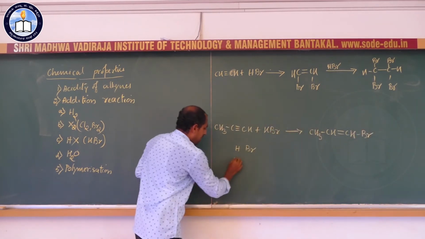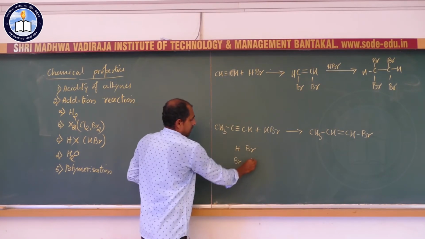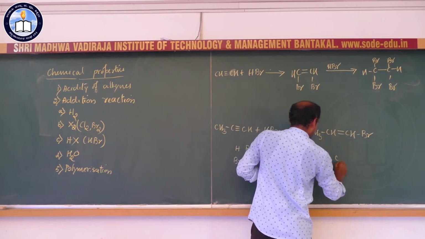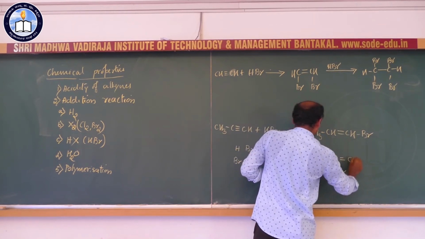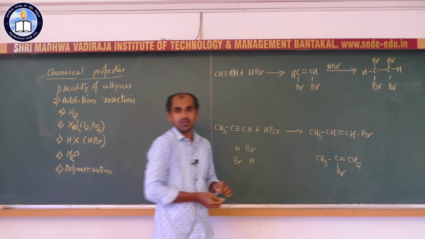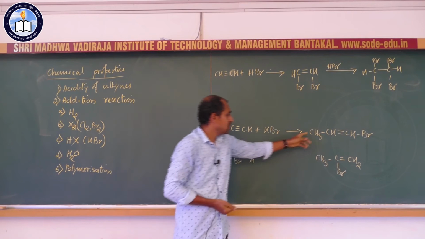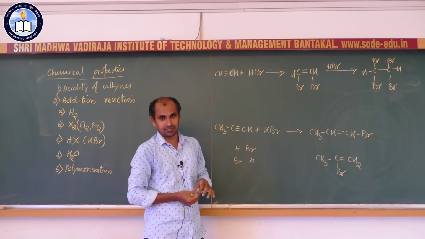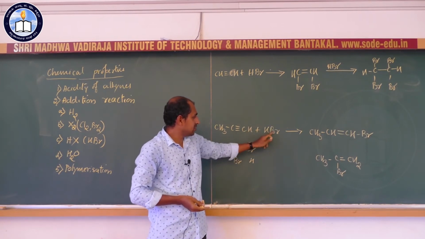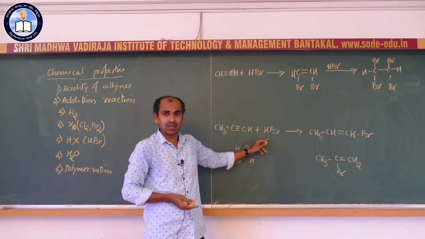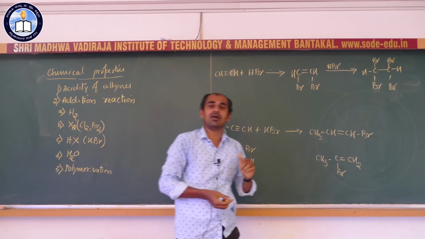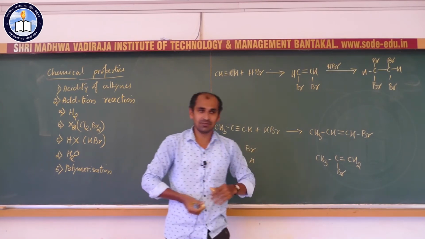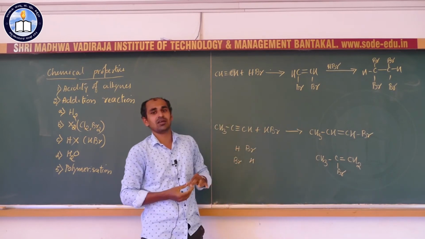If Br adds to this carbon and hydrogen to the terminal carbon, then the product is CH3, CBr double bond CH2. There are 2 possible products. Now, the question is, which is the actual product obtained during this addition reaction? The addition of a heteronuclear diatomic molecule across the multiple bond follows one rule. It is called Markovnikov rule.